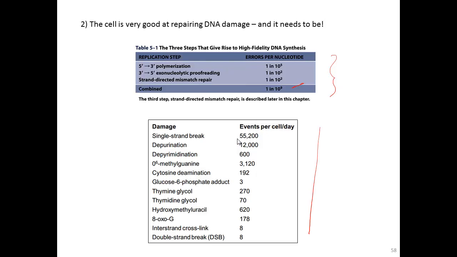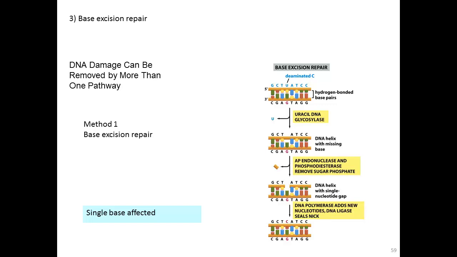For instance, single strand breaks: 55,000 events per cell per day. You have 1 times 10 to the 12th cells in your body, so you have something like 1 times 10 to the 16th single strand breaks per day in your body that all need to be repaired. The cell uses different kinds of repair mechanisms for different kinds of DNA damage. We'll look at 3 of them.